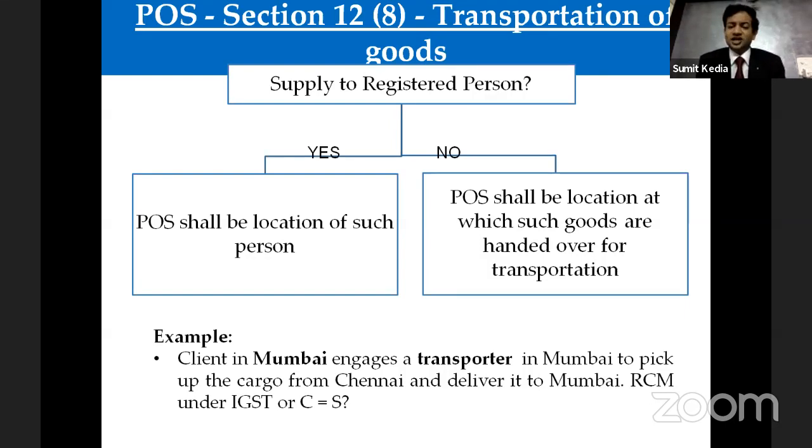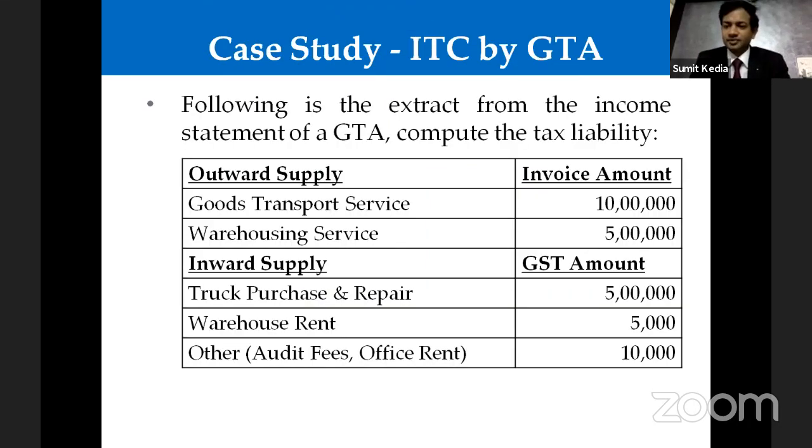Some might take a view that the transporter is picking up material from Chennai, so we'll have to register in Chennai, and then it might become an IGST. In my view, the transporter will not register in such a case, so this will become a CGST and SGST transaction. One last example in case of GTA.